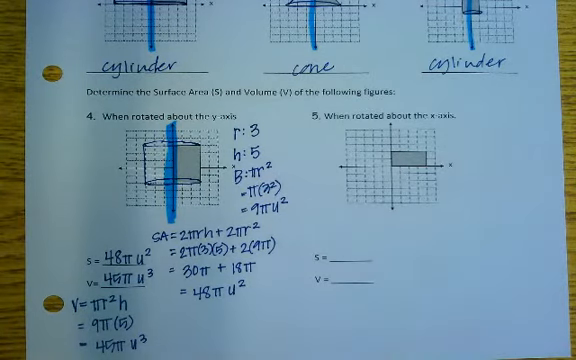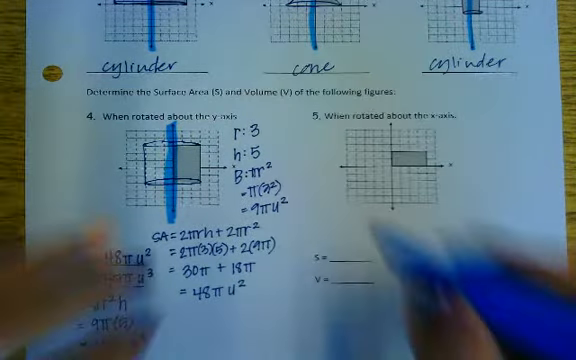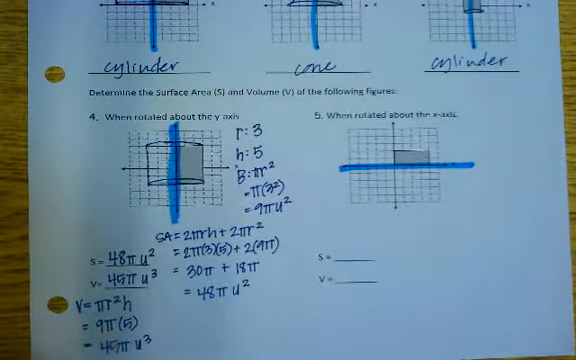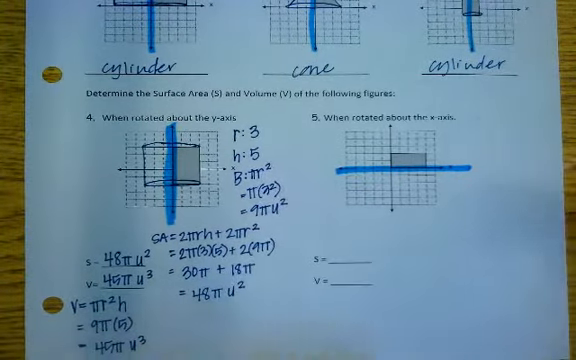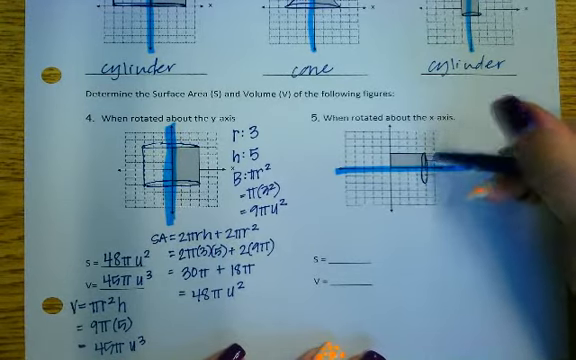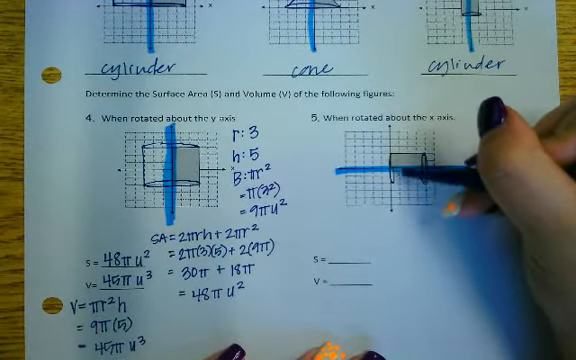Okay, so now for number 5, we are rotating around the x-axis. Okay, so when you rotate around the x-axis, you have a figure like so.